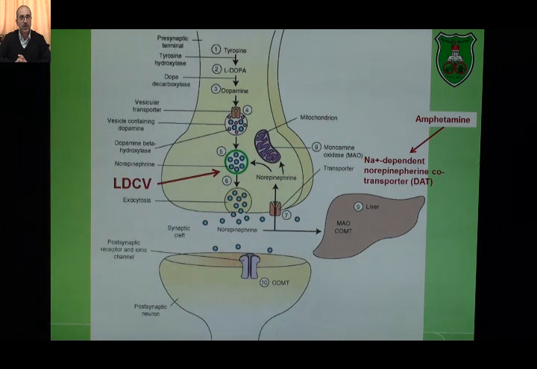Again, norepinephrine can be taken up by the presynaptic cell, or it can be taken up by the postsynaptic cell. Predominantly, it's taken up by the presynaptic neuron, or it can be removed enzymatically, by monoamine oxidase or the methyltransferase enzyme. Amphetamine also has an effect on the transporter that is responsible for taking up norepinephrine back into the presynaptic cell, and again you have this same effect of excitement.